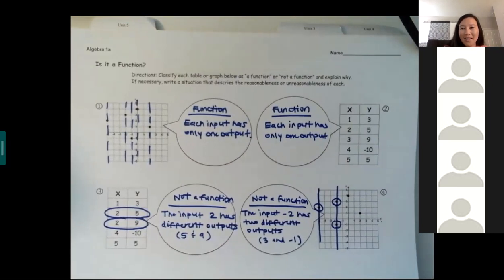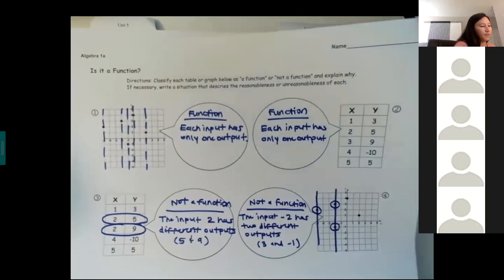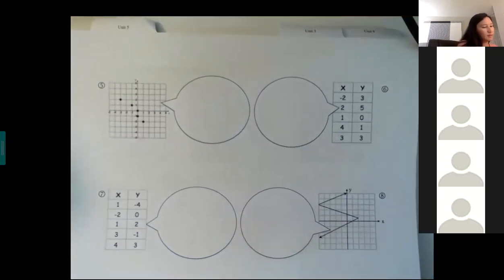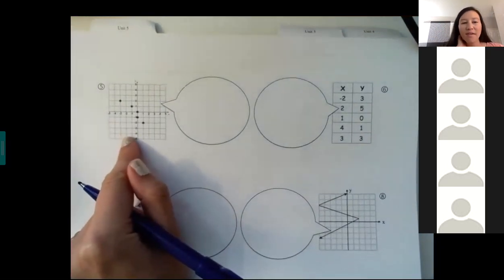Any questions on this first page? No. All right. Flip to the next one. Okay, so we have 4 of you, so we'll each take one, and I'm going to go in alphabetical order. So Cheyenne, you're first. What do you think number 5 is? Do you think number 5 is a function or is not a function?